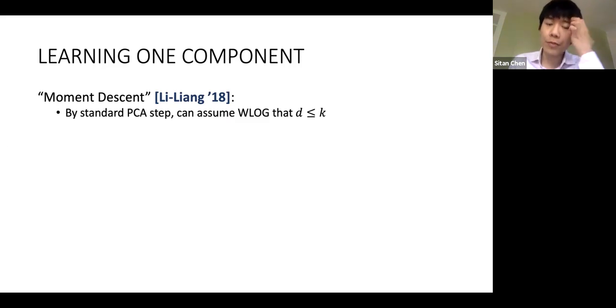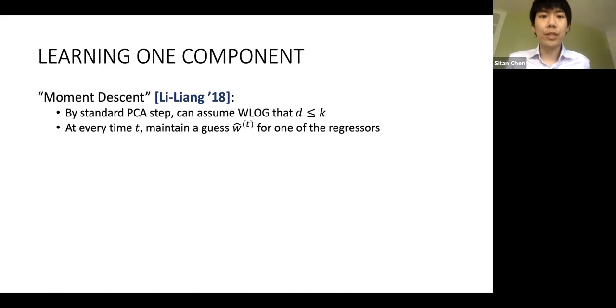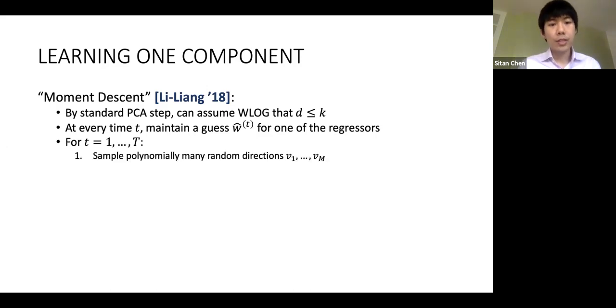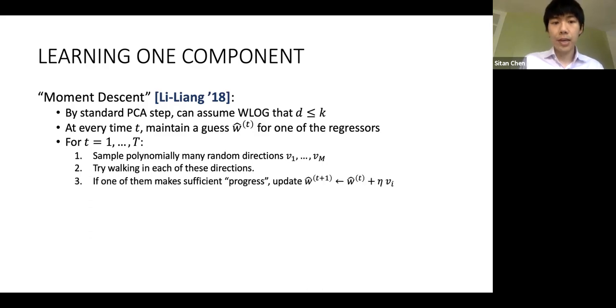First of all, it's straightforward to recover the span of the regressors in this setting. So we'll assume, without loss of generality for now, that the ambient dimension is at most the number of components in the mixture. Their algorithm maintains a guess for one of the solution vectors w at every time step, and updates this guess as follows. It samples polynomially many random unit vectors, v1 through vm, and tries to walk along each of those directions. If walking in one of those directions makes sufficient progress, suitably defined, then you simply update your guess by keeping the result of walking in that direction.